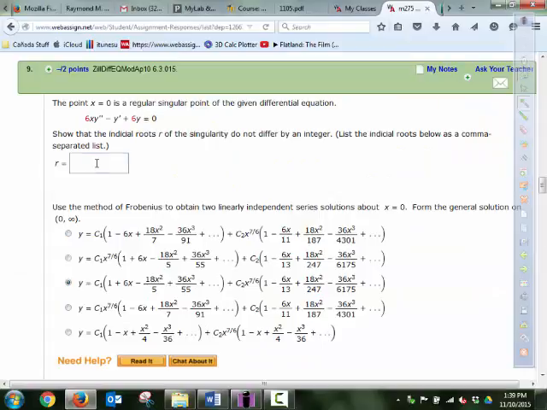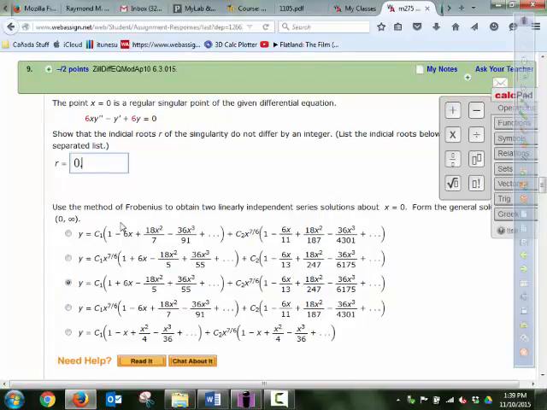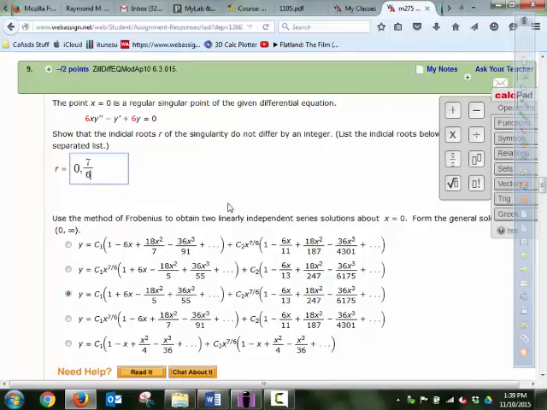Now, I suppose we had our roots here as 0 and 7/6. Let's check it.